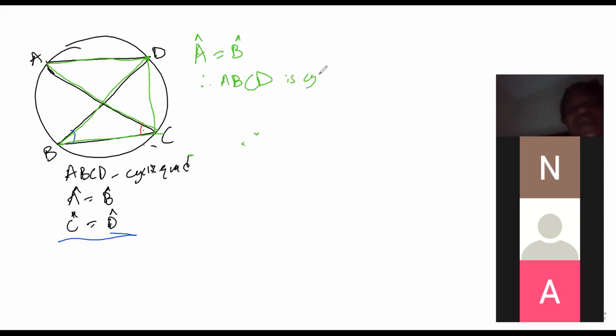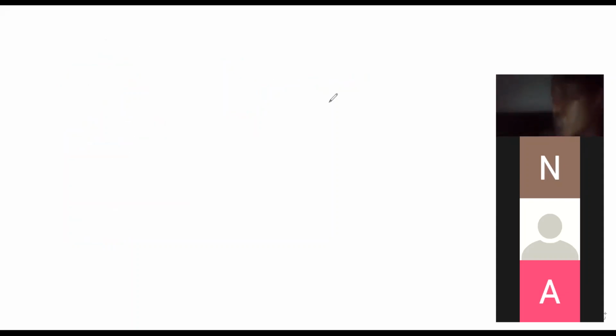It's a cyclic quad. So if you prove that A is equal to B, or you are given that A is equal to B, therefore this is a cyclic quad. Or if D is equal to C, ABCD will be a cyclic quad. Okay, so that is that one. And the next one is another cyclic quad related one.